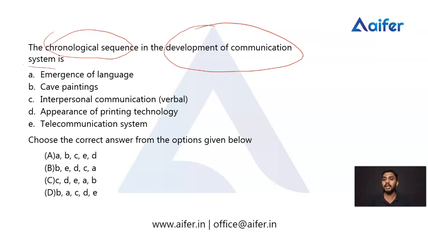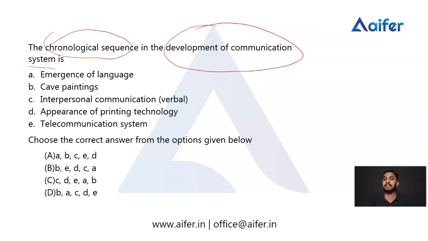We have been given 5 features: emergence of language, cave paintings, interpersonal communication, appearance of printing technology, and telecommunication system. Out of these 5 things, they are not in a correct sequence, and these are the stages with respect to development of a communication system.